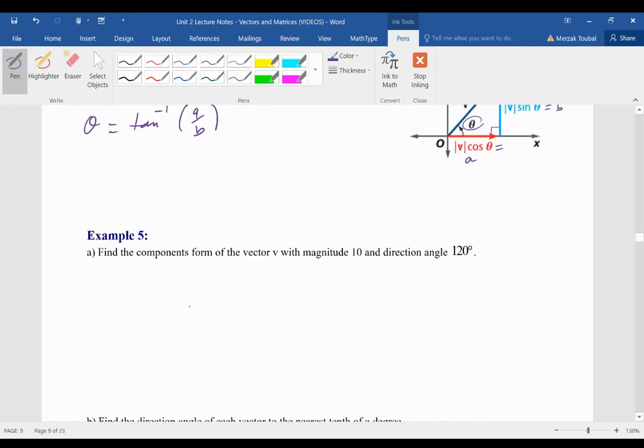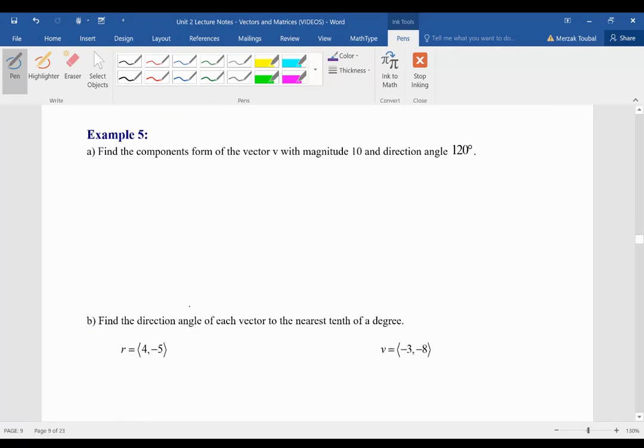All right, example 5. Find the component form of the vector v with magnitude 10 and direction angle 120. So in other words, we want to write the vector v as a comma b. This is what we're looking for. So we need a and b. A is the x component and b is the y component. So this vector has a magnitude of 10 and a direction angle of 120. So let's make a figure for it.